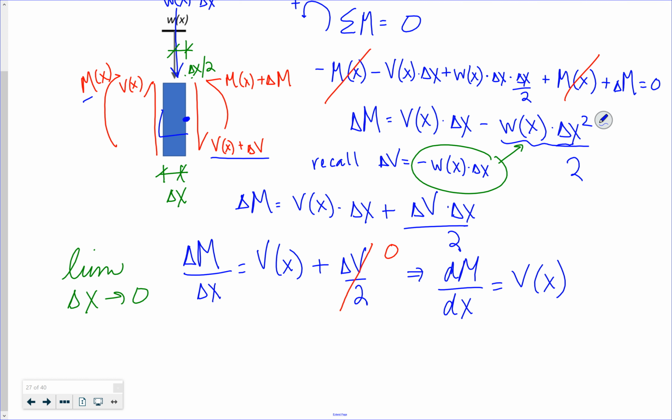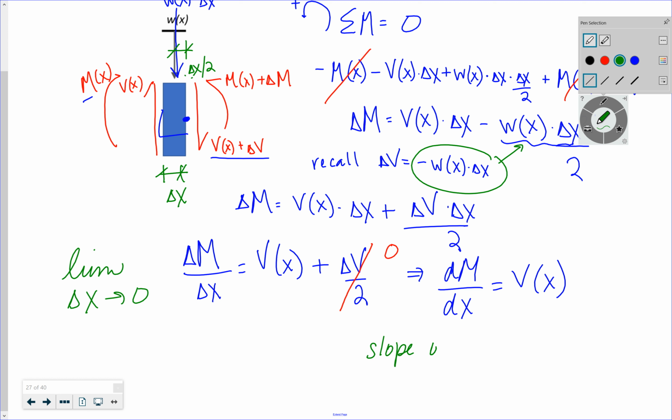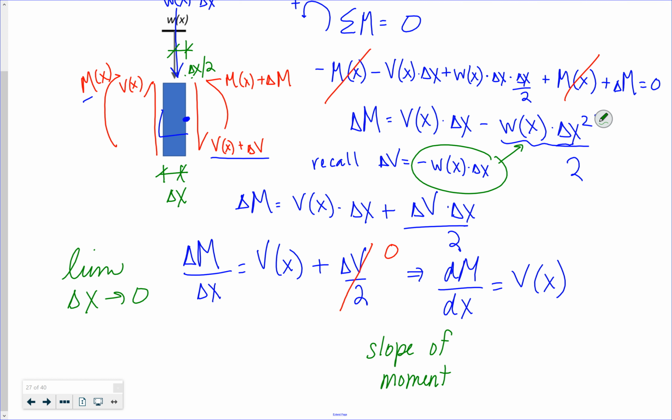Right? Go back and look. You'll probably notice that on the shear and moment functions that we did as examples. That means that the slope of the moment function is equal to the shear function.